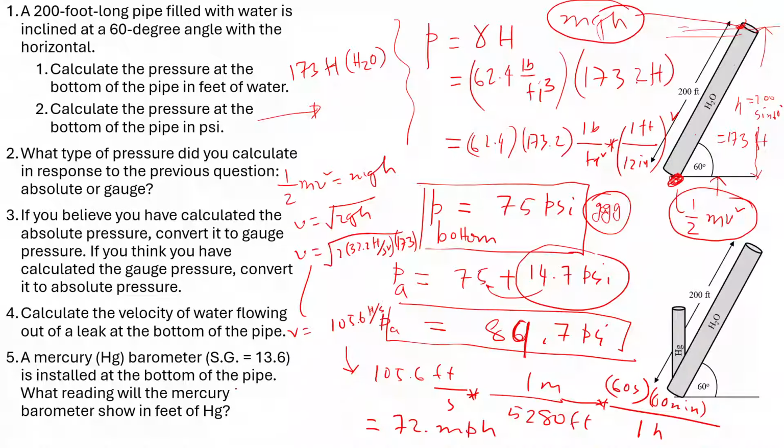The last question is asking, instead of water, if you measure this using a mercury barometer, mercury is one of the heaviest liquids on earth, about 13.6 times heavier than water. So what's going to be the pressure head? Simply you divide that 173 by this mercury specific gravity, so that will provide you approximately 12.4 feet of mercury. The answer to the last question.